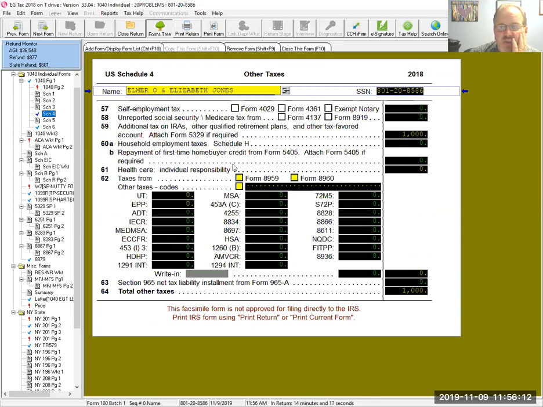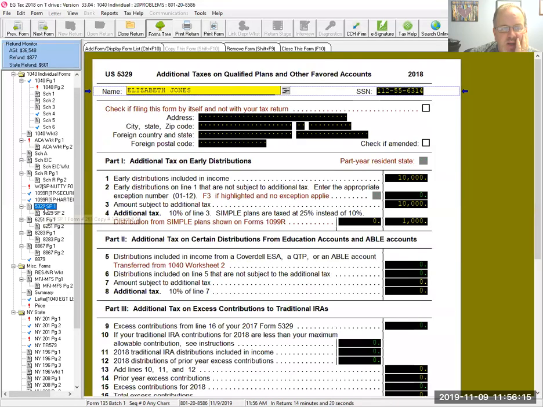So on the left on our tree, you can see we have a 5329 for the spouse. All right, and here it is in Part 1, additional tax on early distributions. All right, so I have additional tax. My $10,000, my 10% penalty. Okay, now one thing I can do, and a lot of times I'll do this with my clients, why did you guys take the $10,000? What was the reason for it? And Elmer and Elizabeth might say to me, hey, we did it to buy a new house. Okay, well, I can exclude some of that.